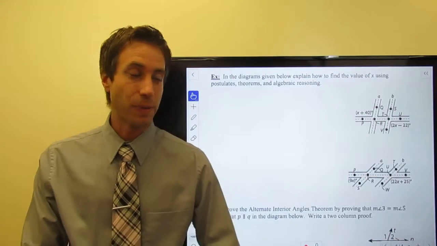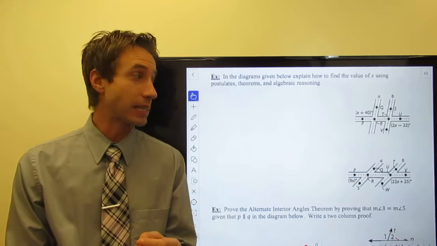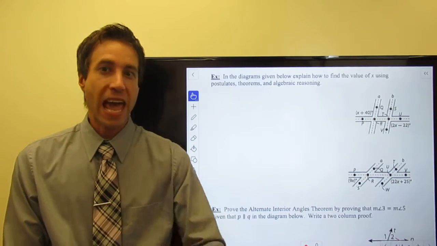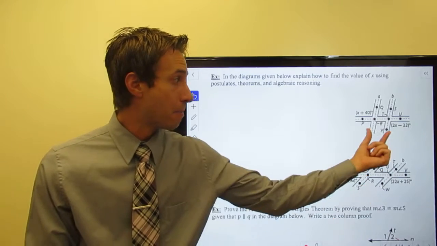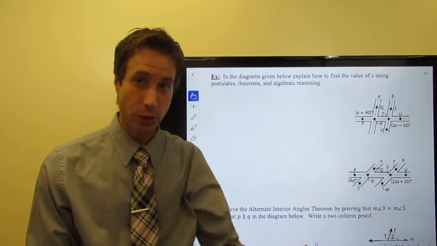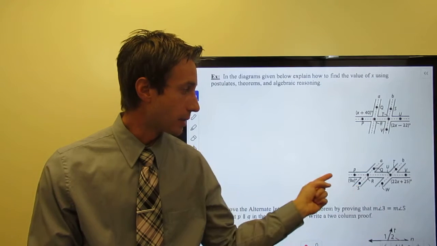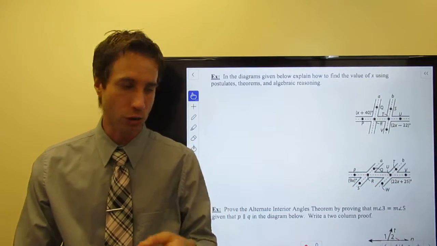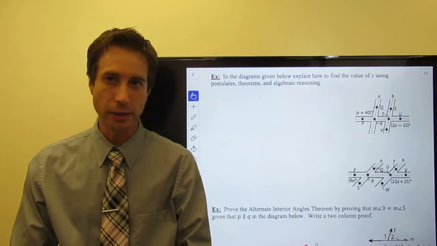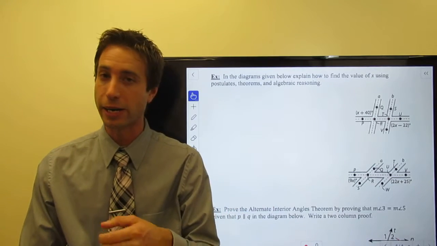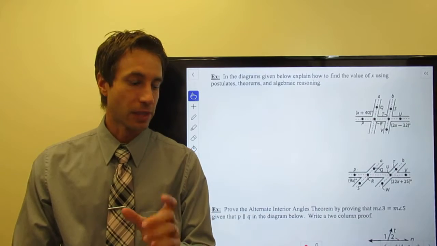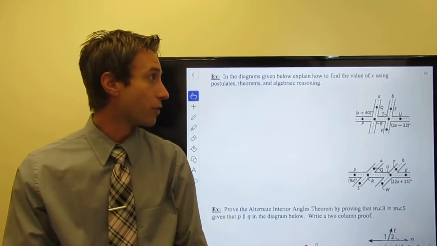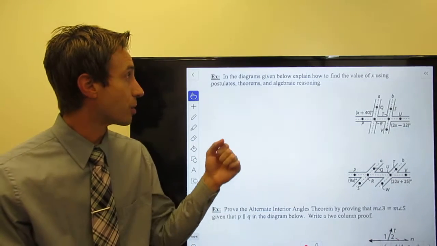Alright guys, welcome to this page of the notes. What we're going to do is a few more example problems where we're solving for an unknown and we have parallel lines cut by a transversal. So we're going to use all that terminology: corresponding angles, interior angles, exterior angles, alternate interior angles, consecutive interior angles, all that vocabulary to try and solve this problem. So here we go. Let's just jump right into it.